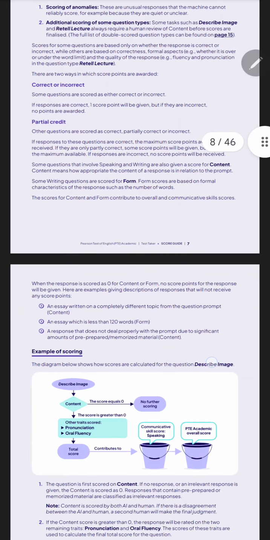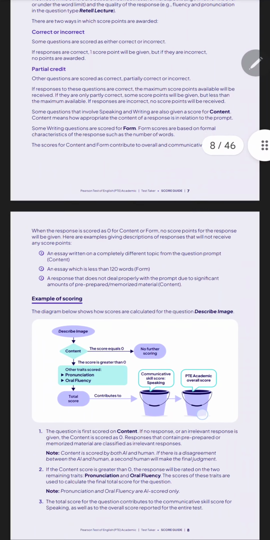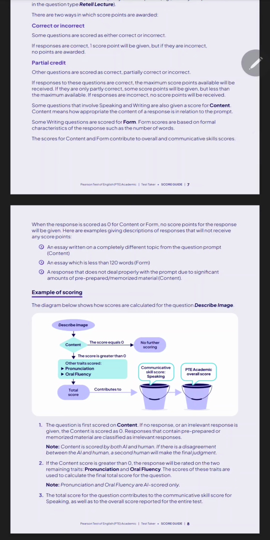Okay, so I think that the well-trained experts have the ability to detect memorized content. So that's how these kinds of things could be penalized. Okay, so this is the example of scoring. The diagram below shows how scores are calculated for the question describe image.